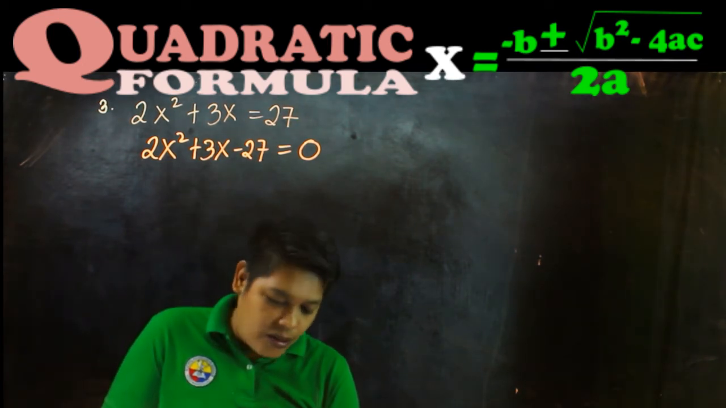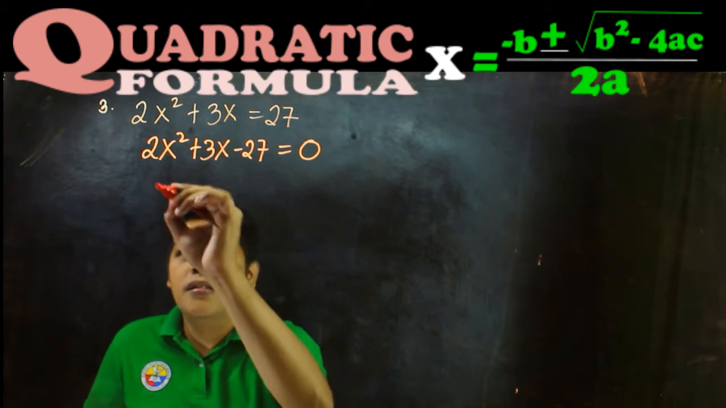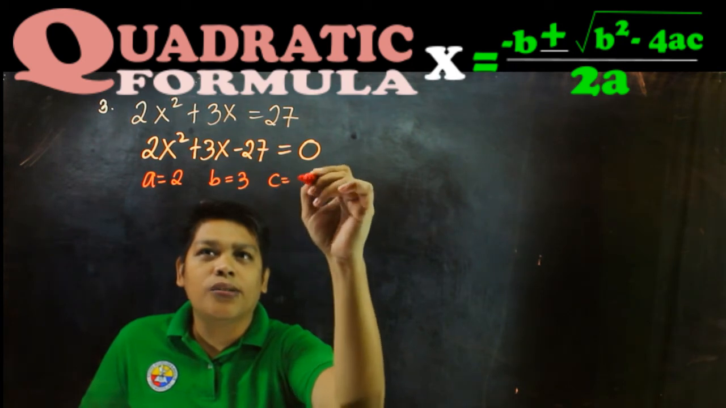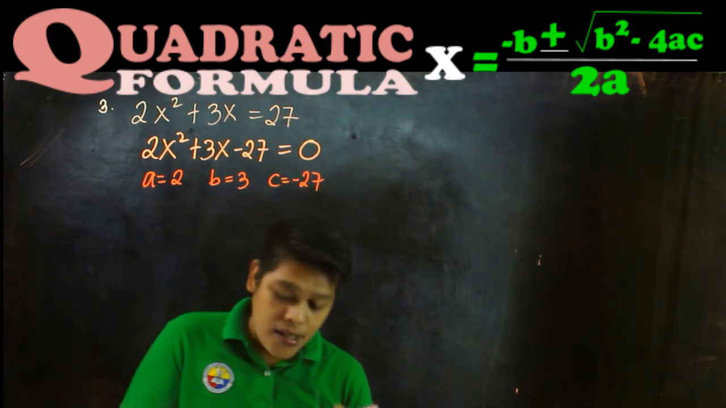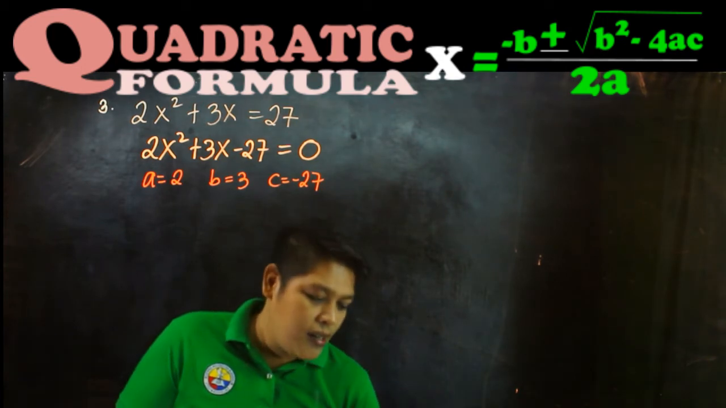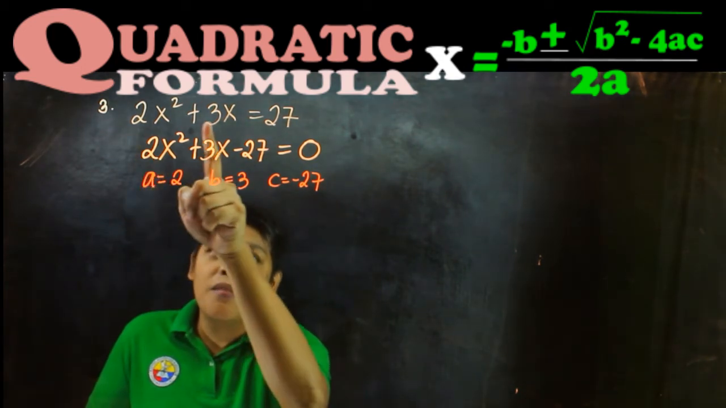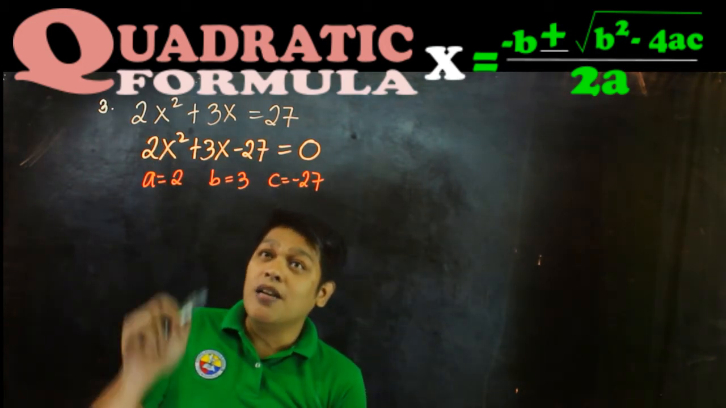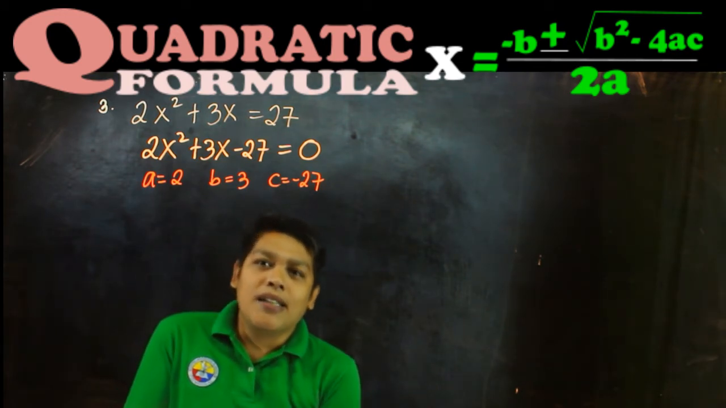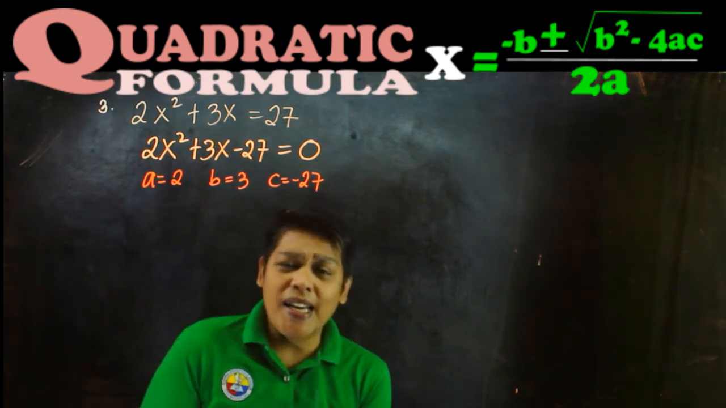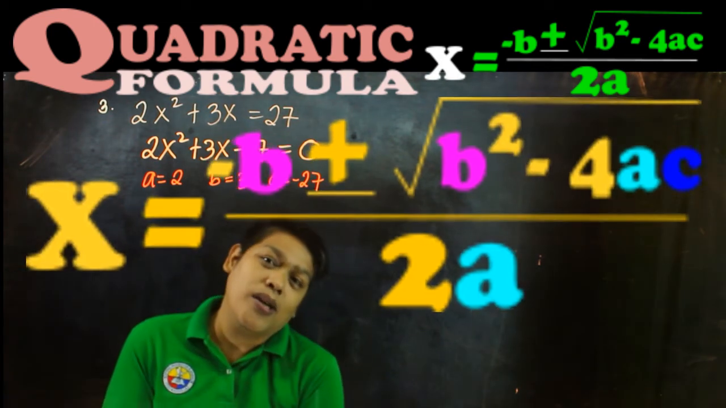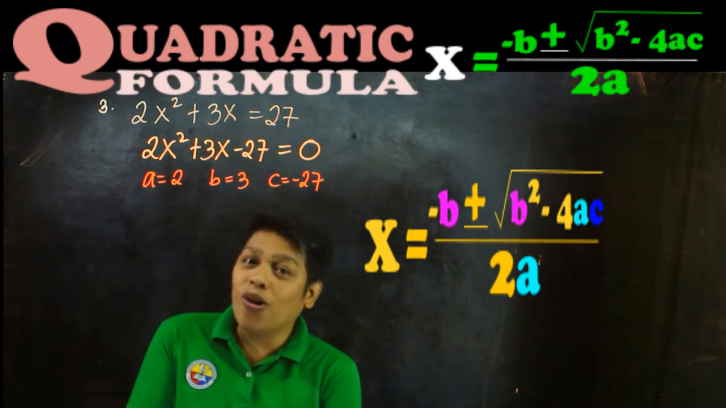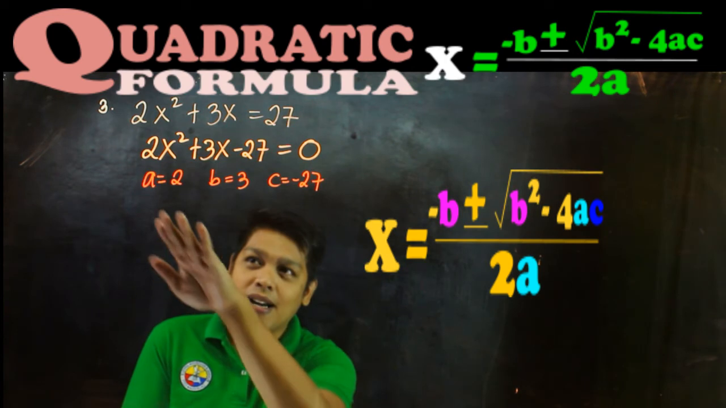Ang a natin dito is 2, b equals 3, and c equals negative 27, no? So, hindi natin siya ma-simplify, no? Ma-divide natin bawat term kasi hindi naman divisible by 2 or hindi naman divisible by 3 o hindi naman divisible by 27 lahat. So, yan yung ating a, b, and c. So, kailangan nating malaman yung ating quadratic formula. So, x equals negative b plus or minus square root of b squared minus 4ac over 2a. So, i-plug lang natin yung ating mga quantities, no?